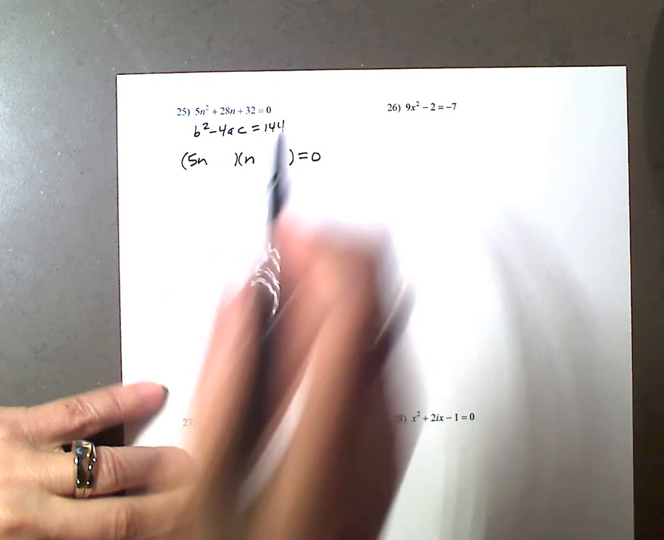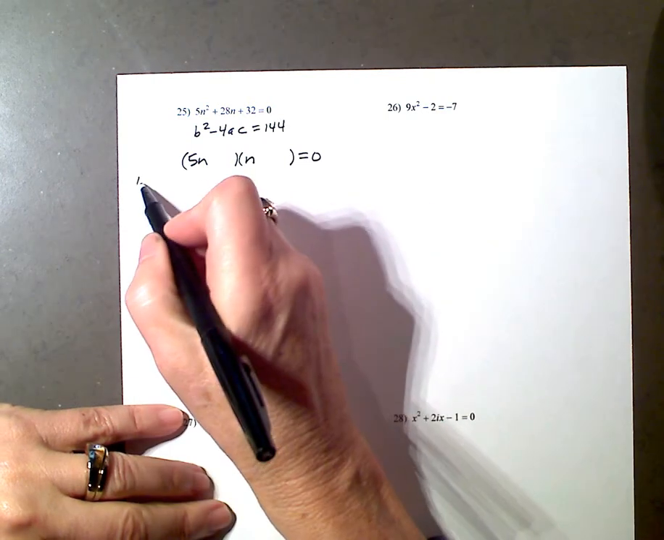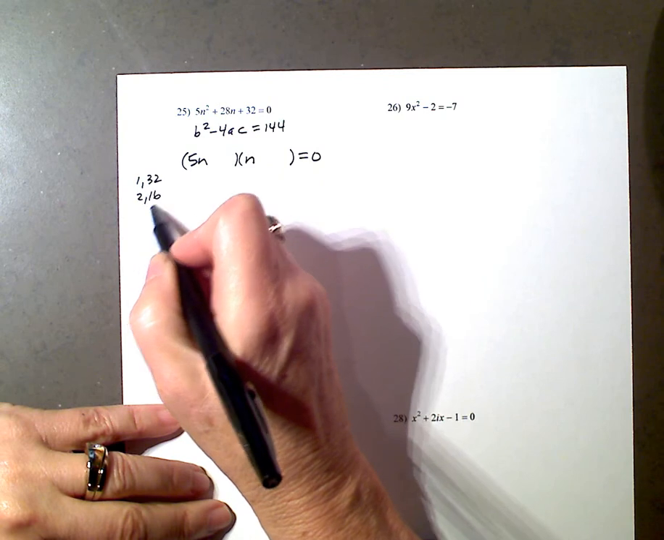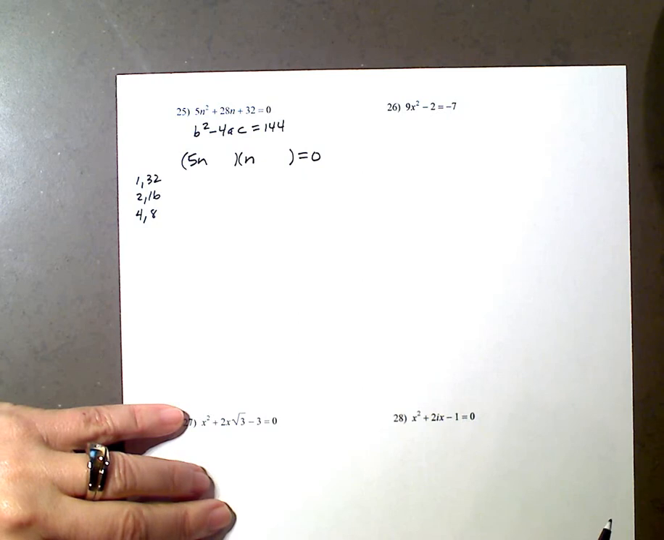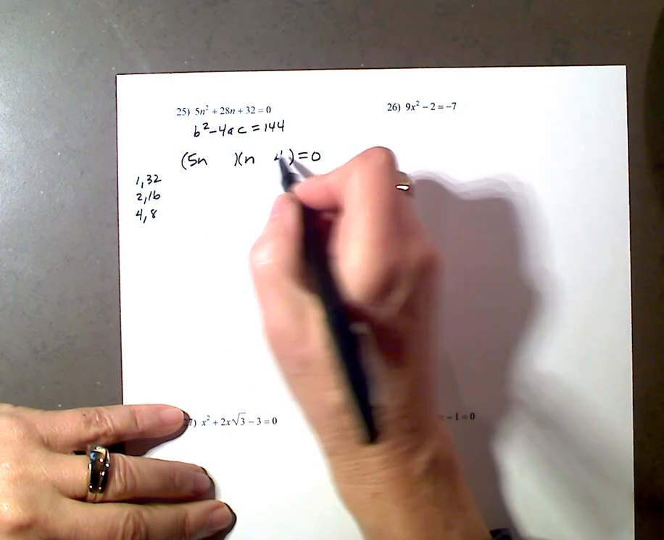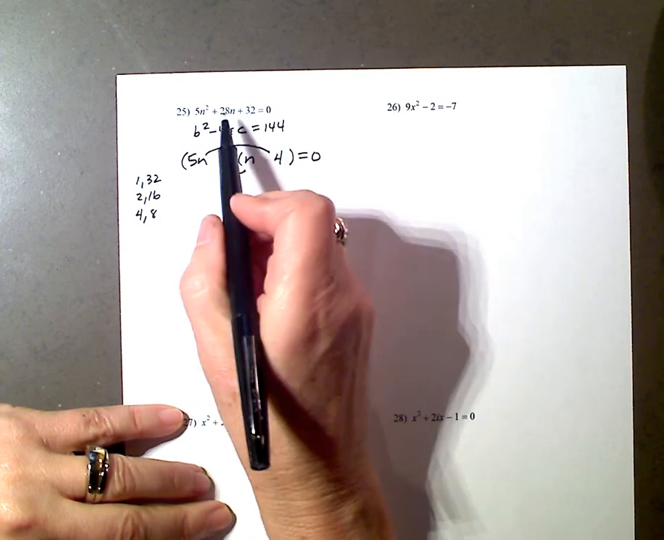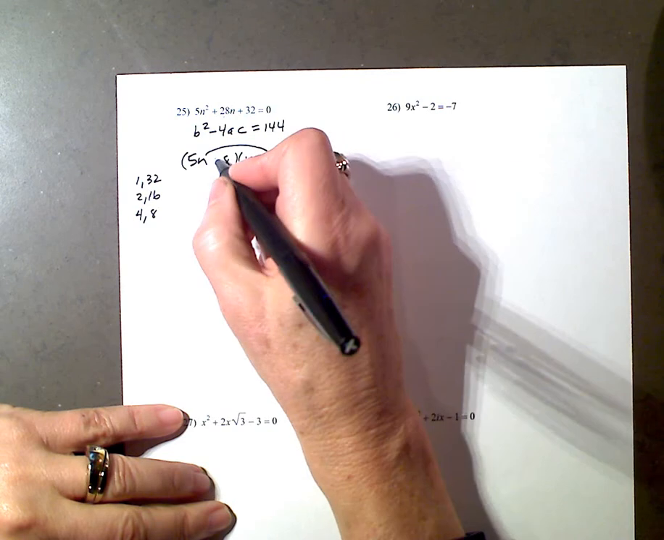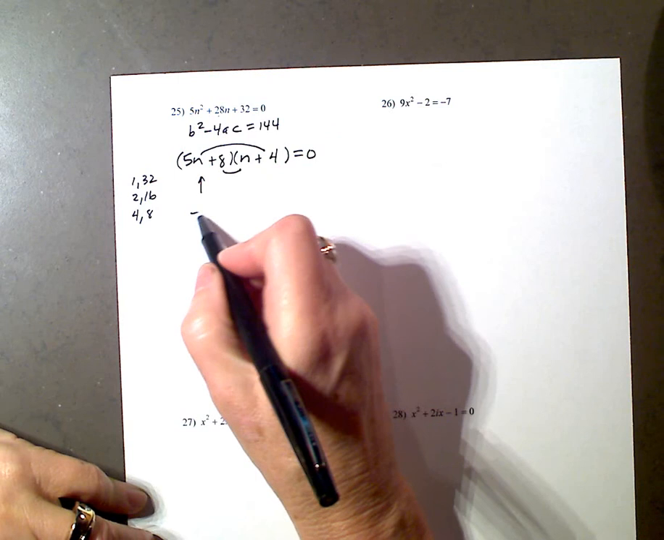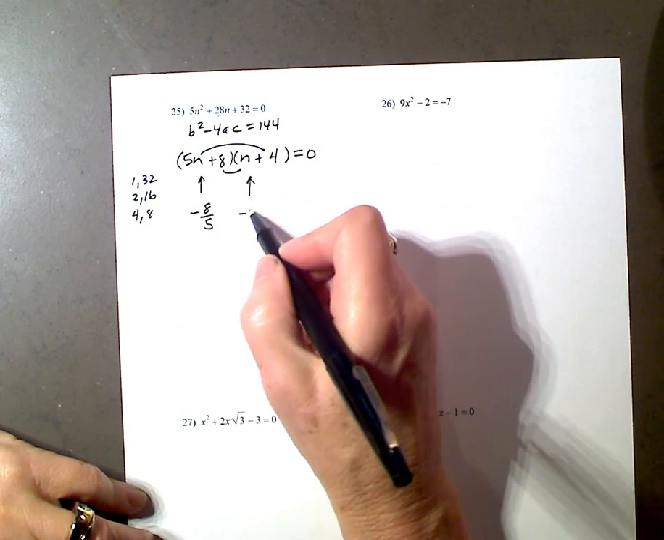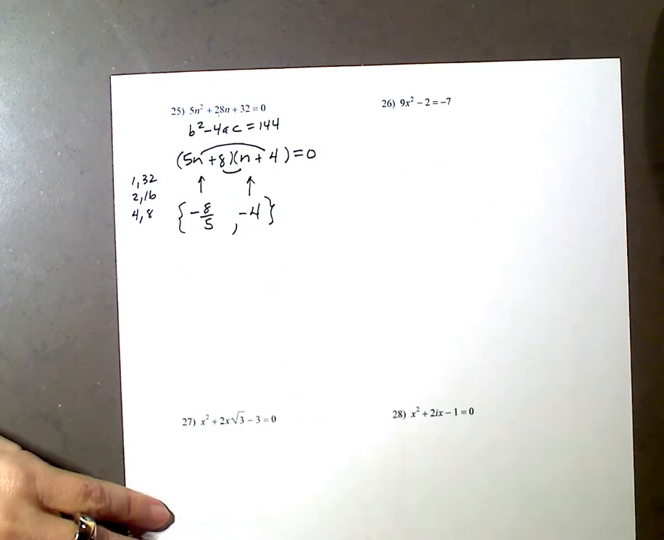So 5n and n. So I got to get a 28. So 32, I have a 1 times a 32, a 2 times a 16, 4 times an 8. So if I use a 4 here and an 8 here, I can use a 20n and 8n to make a 28n, and those are both positive. So that looks good. So my solutions are negative 8/5 and negative 4. And I can check those on my calculator if I needed to.